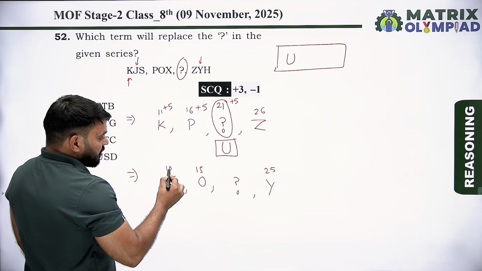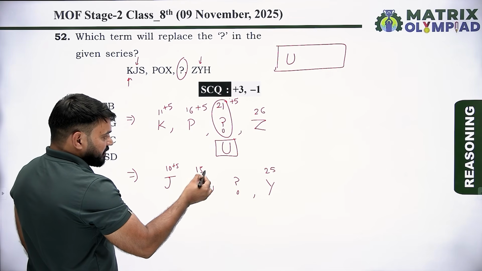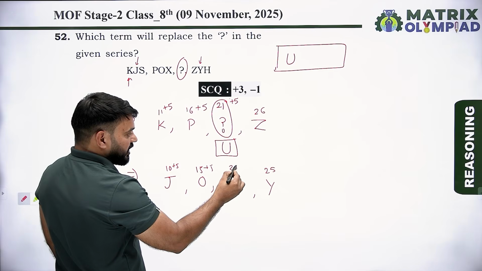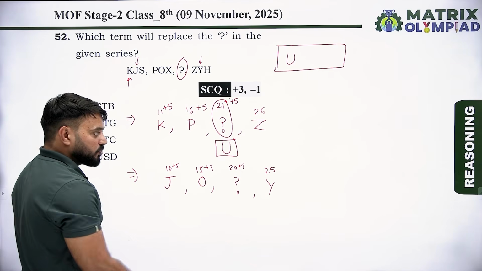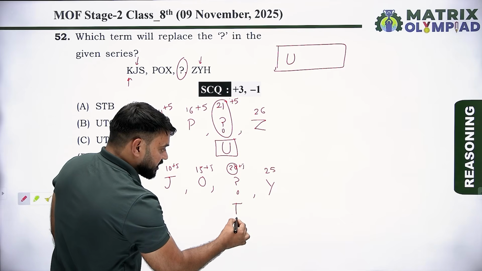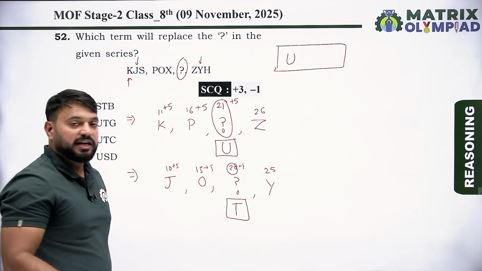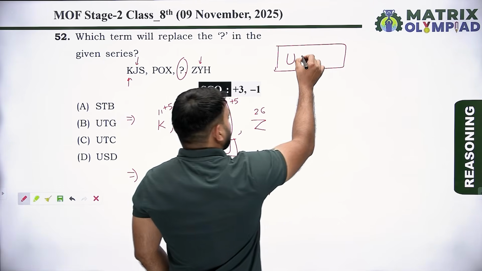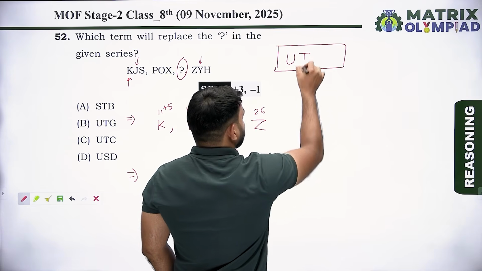So the pattern is 10 plus 5 means 15. Now 15 plus 5 means 20. Now 20 plus 5 means 25. So the missing place value is 20. So 20 means T, because the place value of T is 20 in the English alphabet. So the second alphabet of the missing term is T.